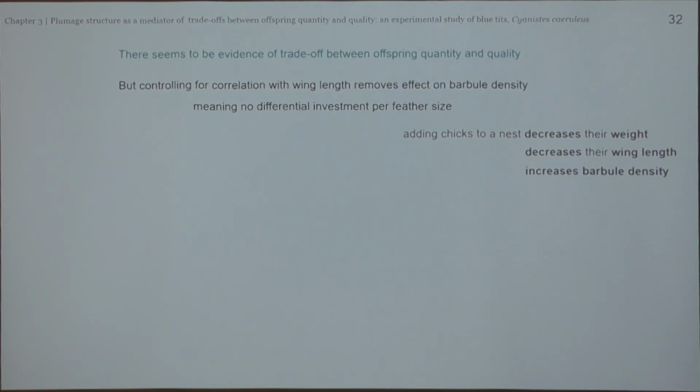But once you control for the correlation with wing length, with both weight and barbule density, it actually removes even the slight trend that we see in barbule density, but the trend with weight remains the same. So actually what this means is that given the wing size, the barbule density just changes according to wing size, and so there might not have been any differential investment as a result of the manipulation.